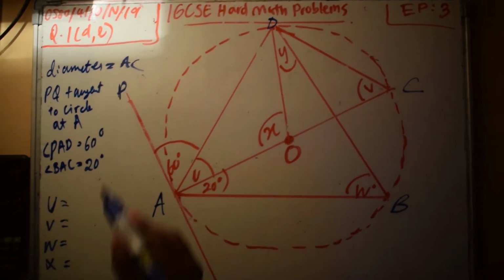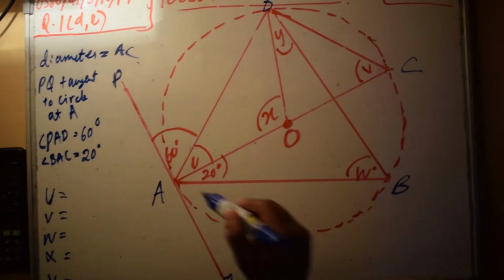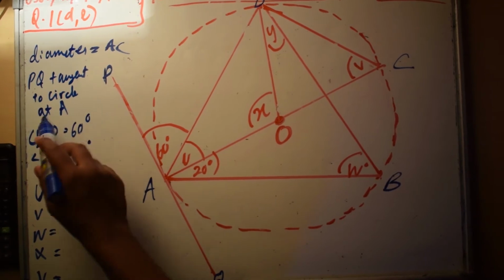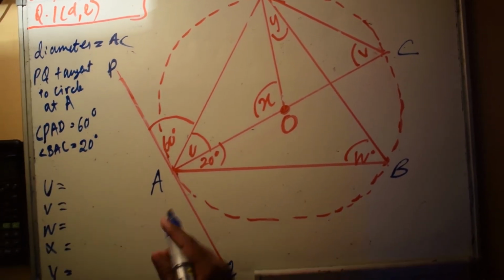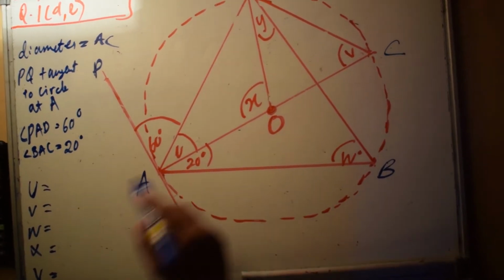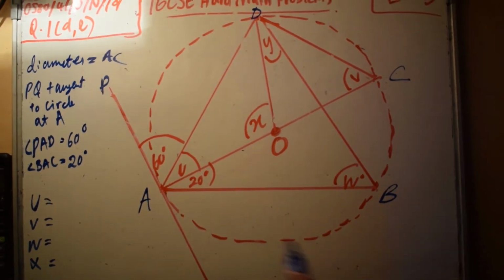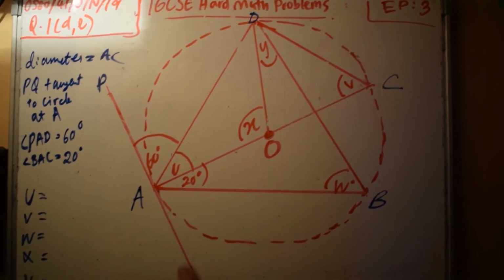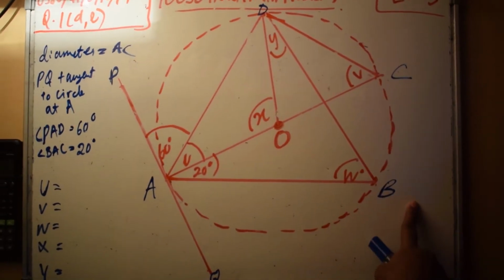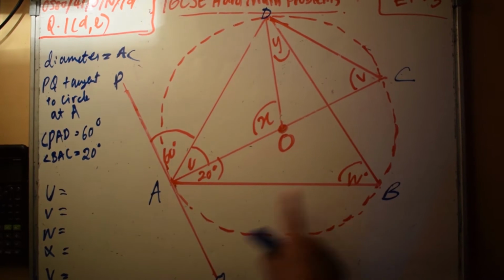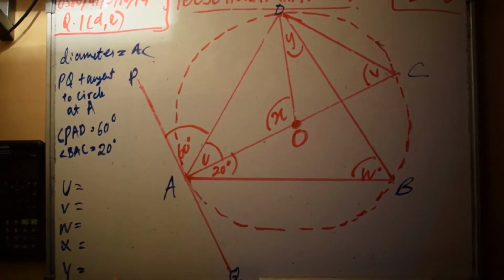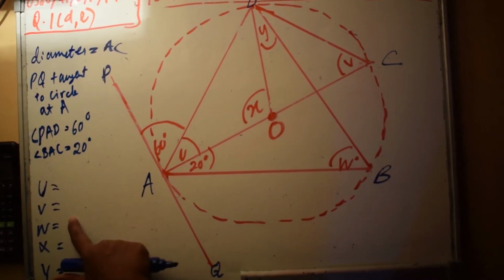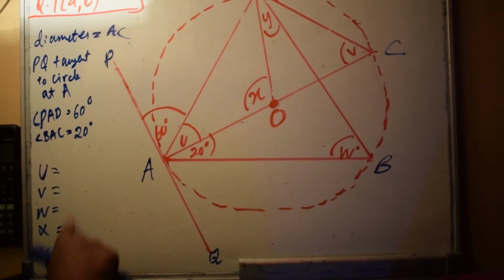So let's start. The diameter is AC and PQ is tangent to the circle at A, and PAD is 60 degrees. BAC is 20 degrees. As you can see, A, D, C and B lie on the circumference of the circle. The question states that we need to find U, V, W, X and Y.